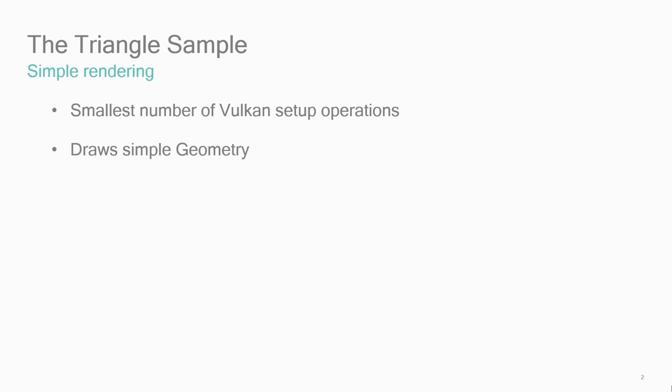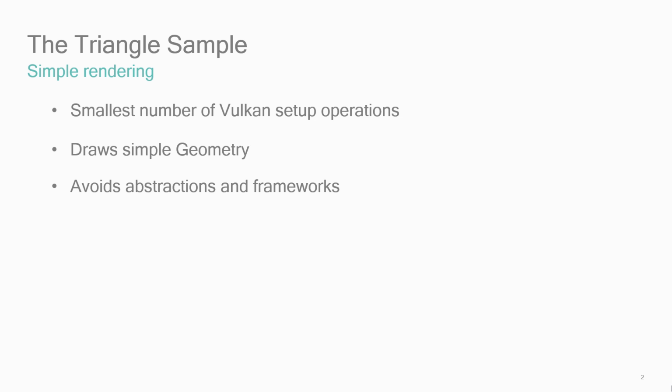Today I want to talk to you about the triangle sample in the Arduino SDK for Vulkan. The triangle sample in our Arduino SDK for Vulkan is our version of showing a very simple Vulkan rendering example. We've tried to use the smallest number of Vulkan setup operations and keep things simple. The geometry we're drawing consists of 3 vertices with 2 attributes and no index buffer. There's no object abstractions or frameworks in the C++ code.